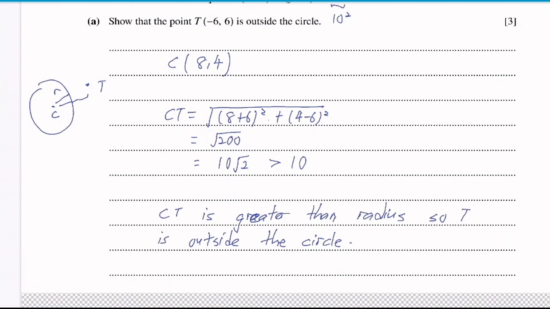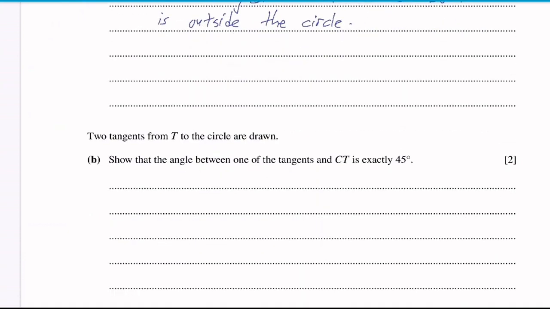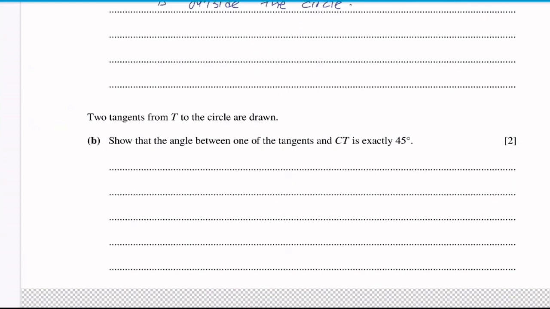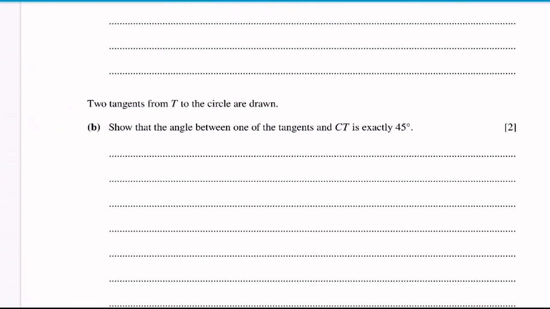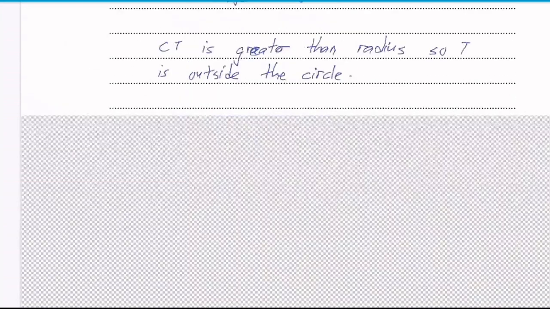Okay, let's look at part B then. Two tangents from T to the circle are drawn. Show that the angle between one of the tangents and CT is exactly 45 degrees. So this is what happens in this situation. If you look at the diagram that we have earlier, it looks like this.